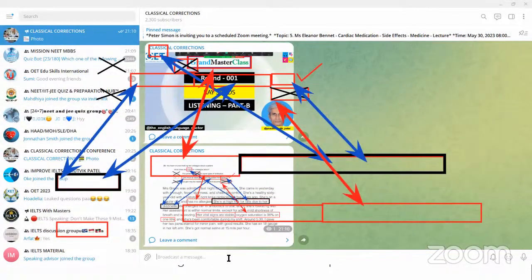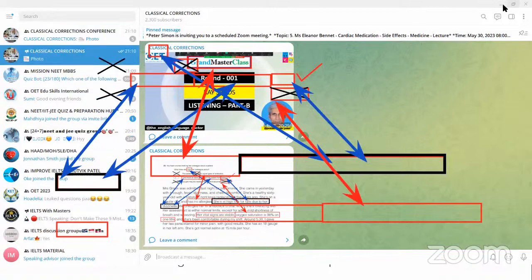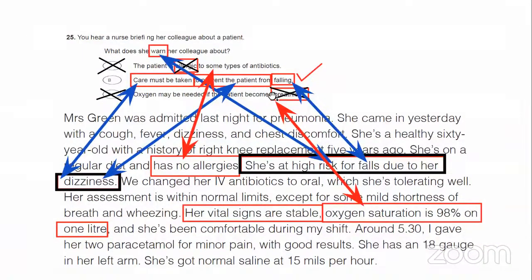I gave an explanation there for listening question number one. Now, I want you to give your feedback. What new things did you learn? Inductive method, deductive method, elimination technique, confirming the answer. So what did you learn in this question? You have to apply in the next one. So just recall. Write one or two sentences. What did you learn in this question?